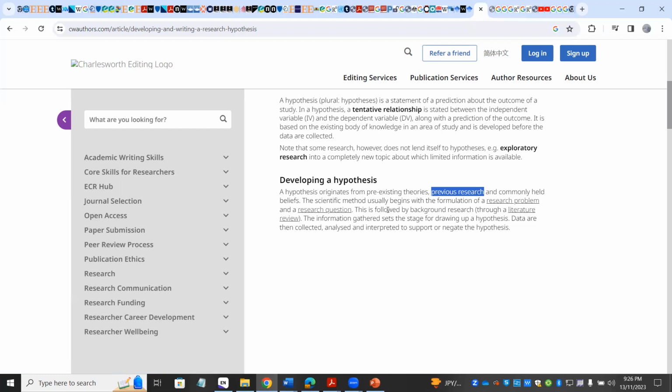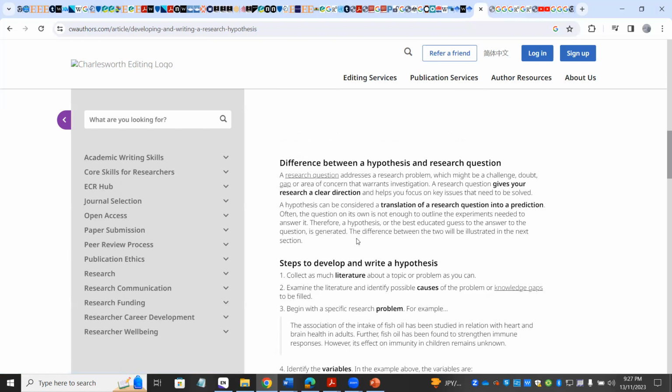So the literature review will come in, and in doing the literature review, and even after doing it, you can form your hypothesis from here. The information gathered sets the stage for drawing up a hypothesis. Good. Data are then collected, analyzed, and interpreted to support or negate the hypothesis. So after developing our hypothesis, the next thing that I'll take you through is how to collect the data. And this one, many of you know how to go about it. It's not going to be a problem, the methodology and the data collection aspect. But the analysis aspect is the issue. It's where the problem is. And that's where we are going to apply the PLS-SEM, including the interpretation.